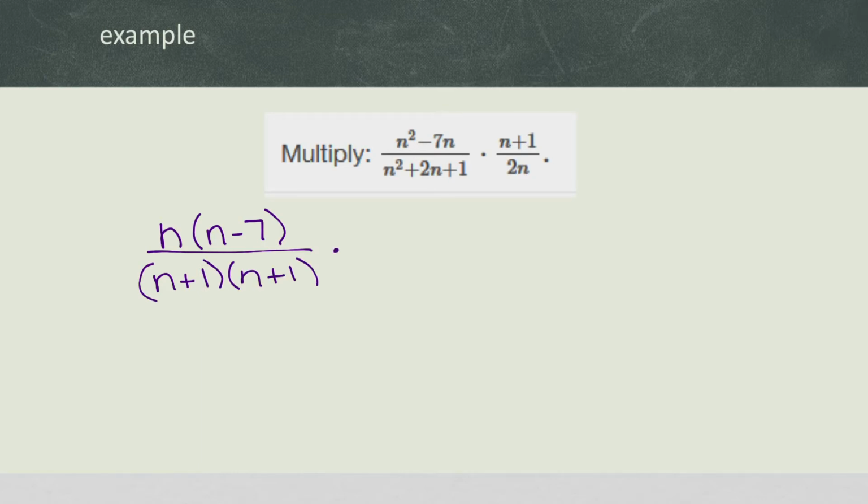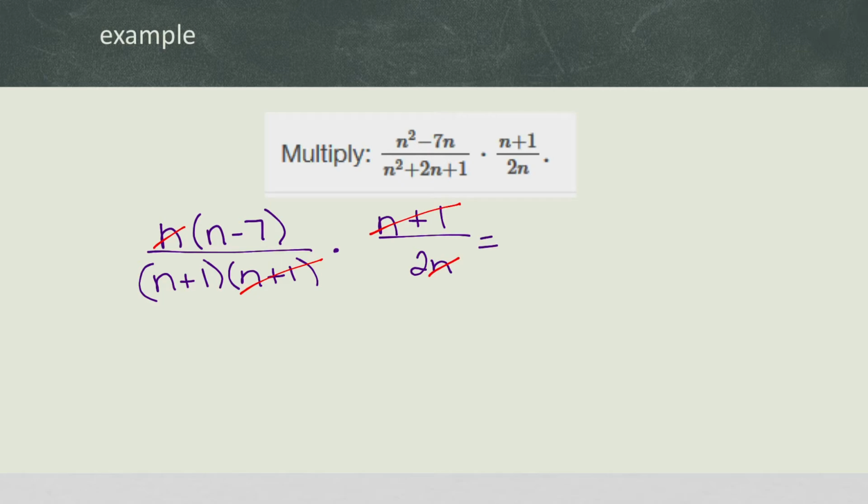Now we're multiplying by n plus 1 over 2n. Now we can mark out like factors. So we can mark out one of those and one of those. And we can mark out this n and that n. And that looks like all of the similar factors that they have.